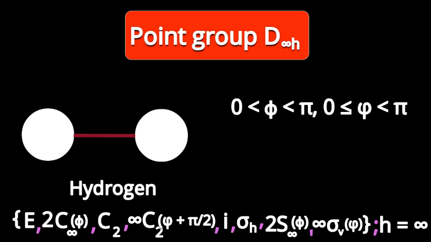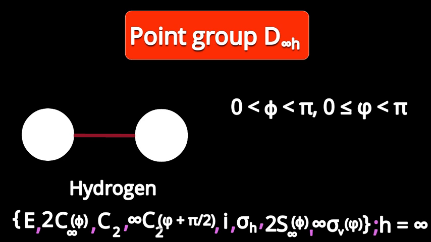Are there any axes which are perpendicular to the bond? Yes, there are C2 axes. An infinite number of C2 axes we can find. But see the correct way of representation: an infinite number of C2 operations with variant angle phi plus pi by 2. Phi is an angle considered for the vertical plane. In the C infinity v point group, you came across that term.